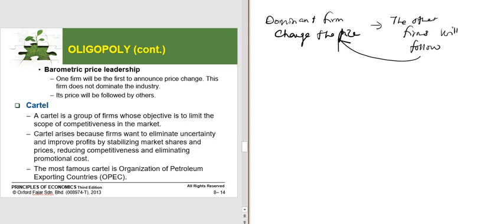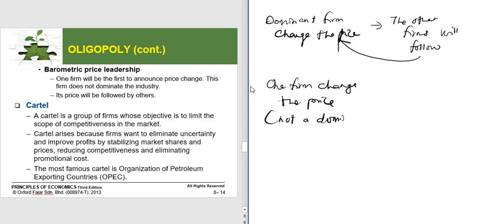The other type of price leadership is what we call barometric price leadership. This is a situation where one firm changes the price, and this firm is not a dominant firm.